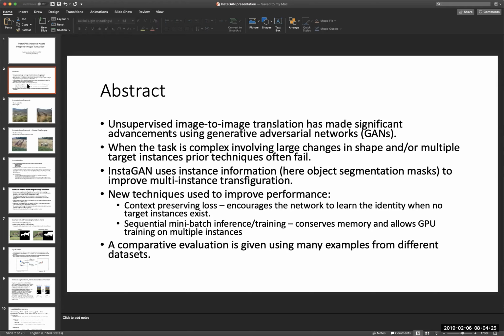So this paper has developed the InstaGAN technique. And InstaGAN uses instance information here in the form of object segmentation masks to improve multi-instance Frank, can you go back one slide and let's start?